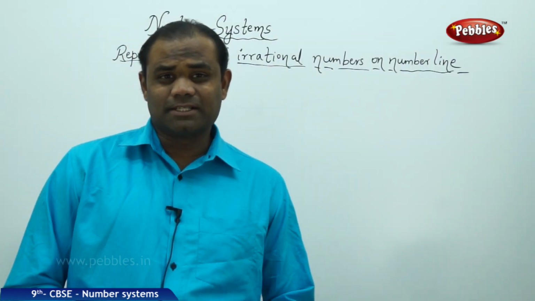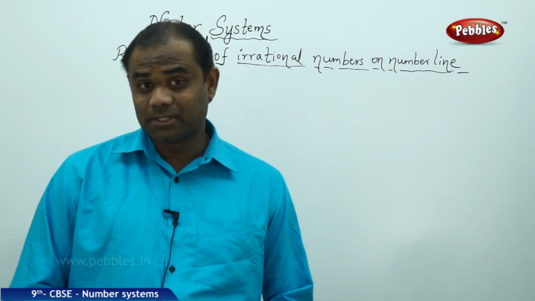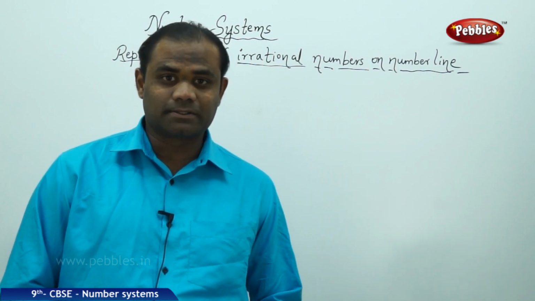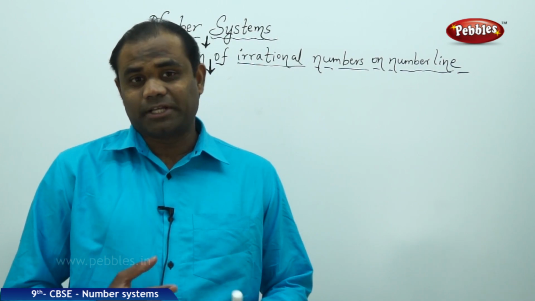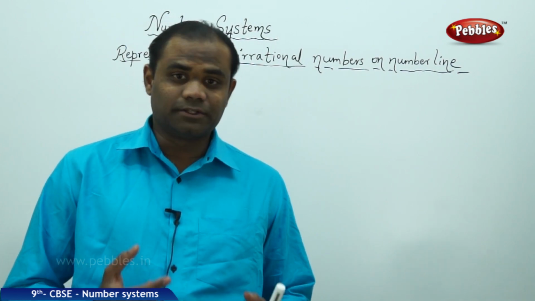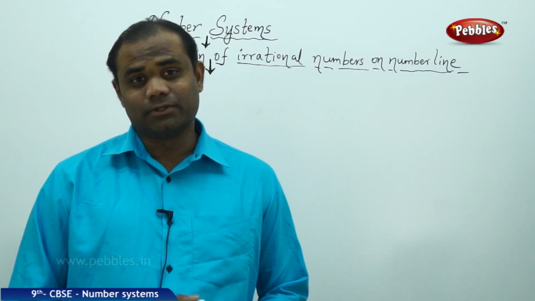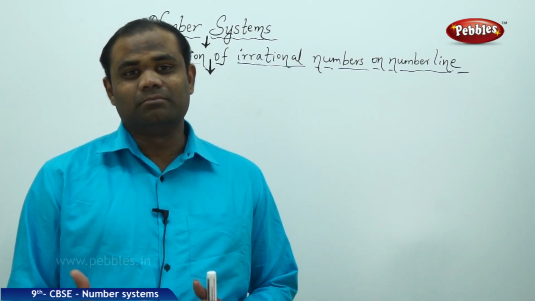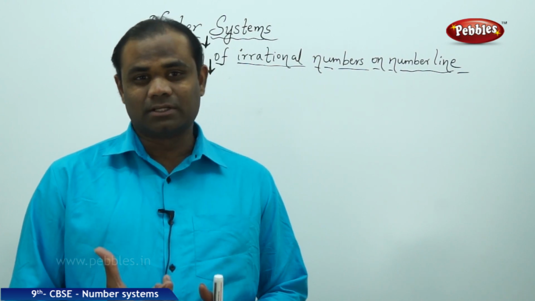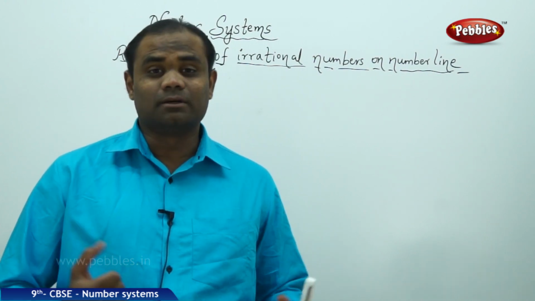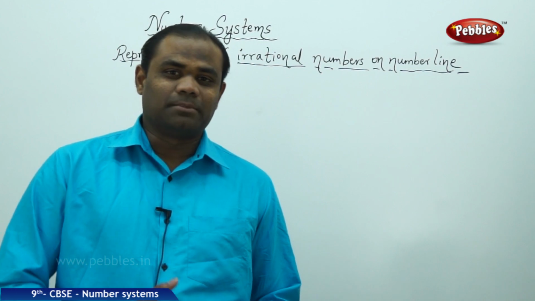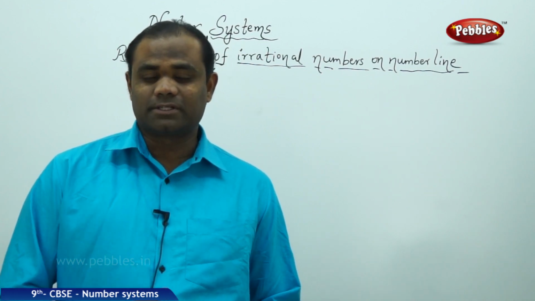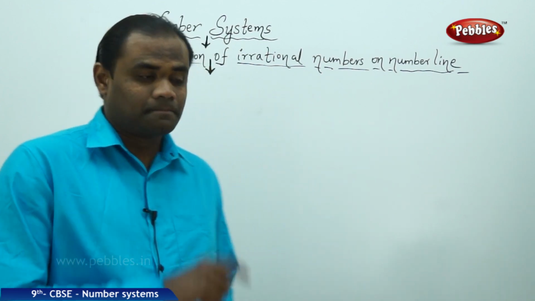Now that we have discussed different types of number systems in mathematics, the real numbers, rational numbers, irrational numbers, integers, whole numbers and natural numbers, let's see how we can represent the irrational numbers, which are not exact numbers, on the real number line. Let's recap the irrational numbers which we have discussed in the previous sessions.